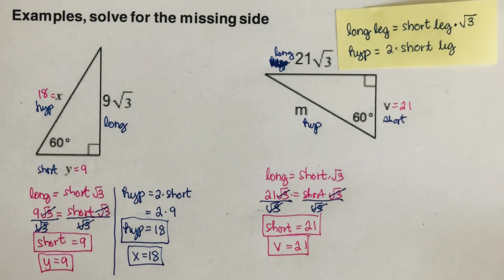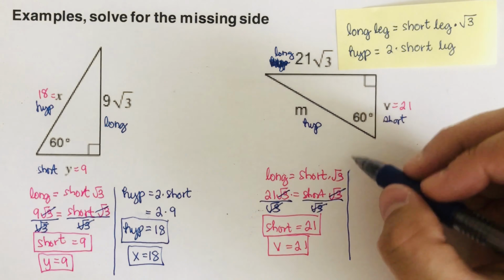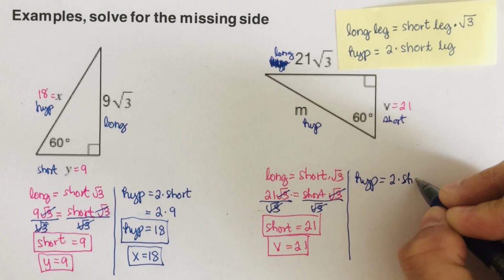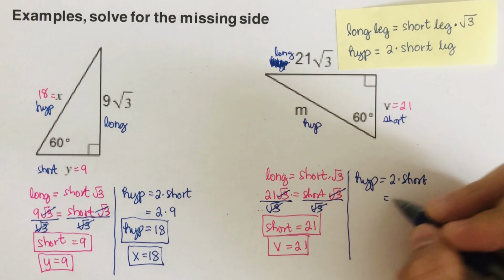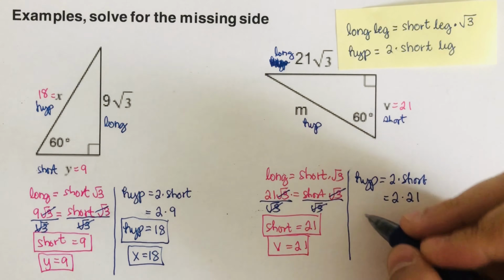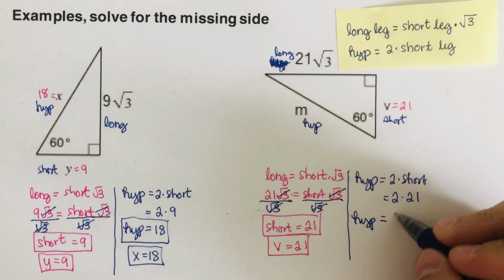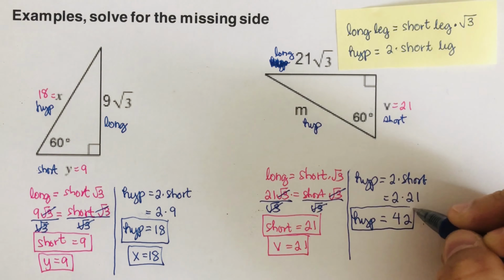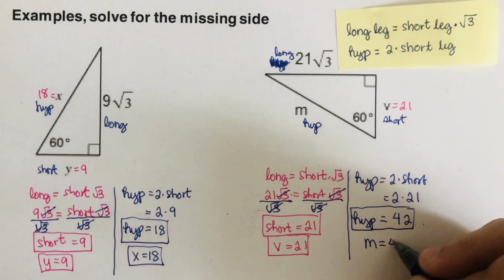And then we're now ready to solve for the hypotenuse. We're going to use the second equation. So hypotenuse is equal to 2 times short, and the short that we have solved is 21. So this means 2 times 21, which is 42. So the hypotenuse right here is 42, and m is equal to 42.